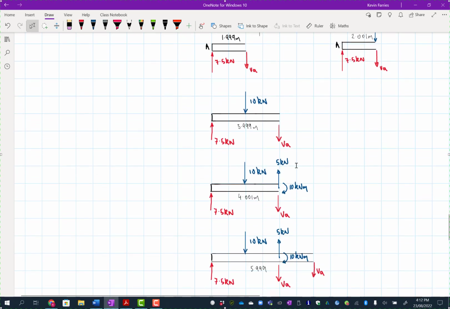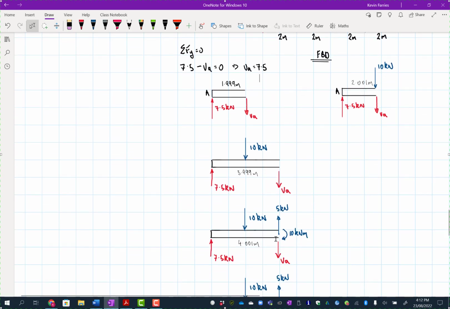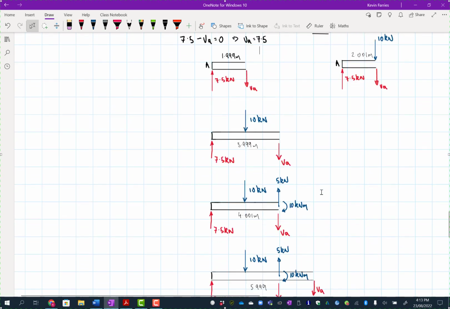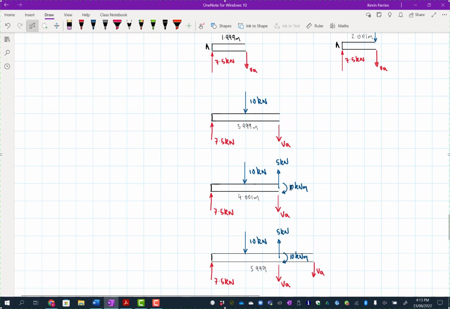But once you get past that 5 kilonewtons and 10 kilonewton meters, so maybe 4.001 meters, now we're going to have 7.5 minus 10 plus 5. So it's going to be plus 2.5. This pure moment changes nothing, because there's no net force associated with that in the y direction. And so you just go straight past pure moments. As I said, they matter for finding the reactions. It changes the reactions if you put a moment in there. But it doesn't affect the shear force diagram because it doesn't have a y component of force.